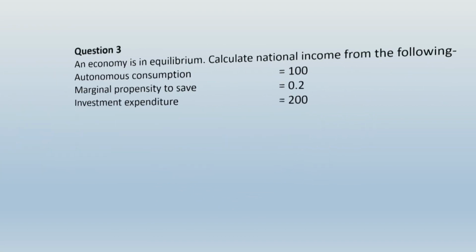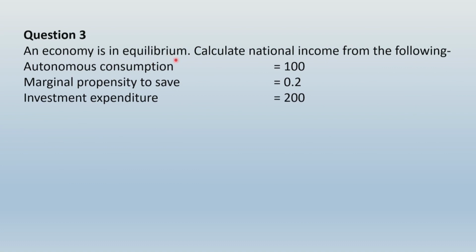Let us move ahead and take up the next question, that is question number 3. Let us read this question. An economy is in equilibrium. Guys, the moment you find that the question conveys this kind of line that an economy is in equilibrium, that means your income and expenditure will be same. Calculate national income from the following. Now they have given autonomous consumption, marginal propensity to save is given, and investment expenditure is given.